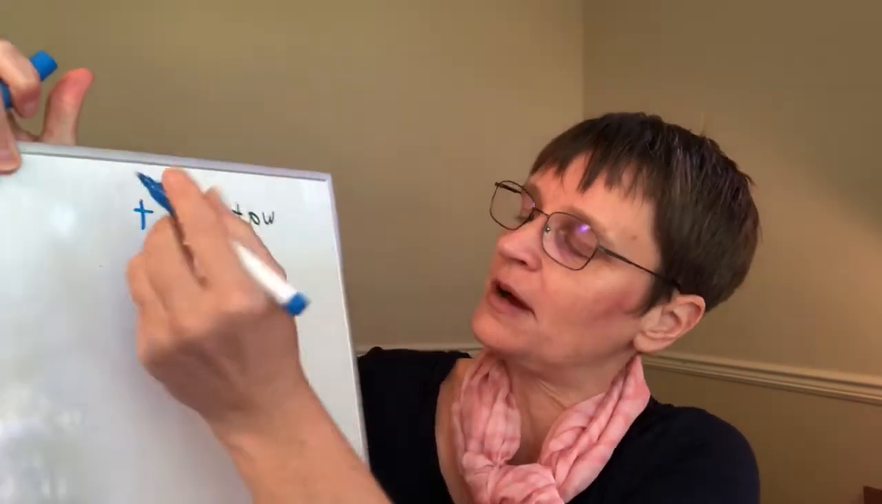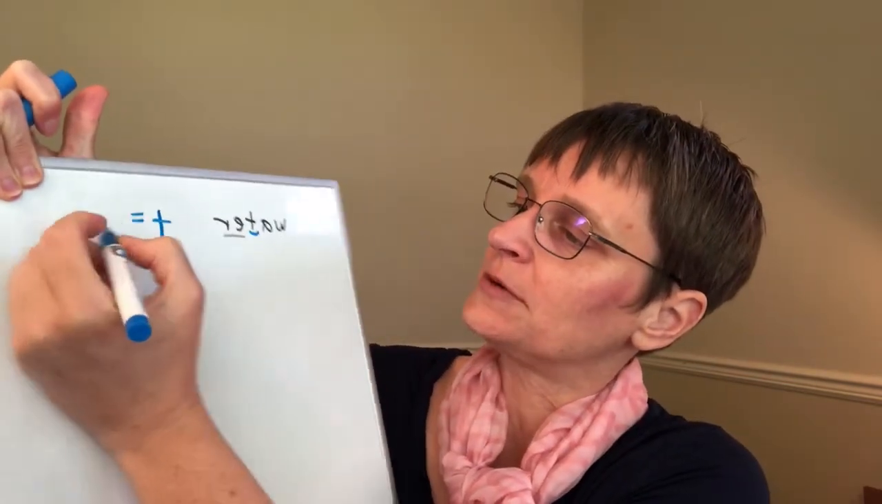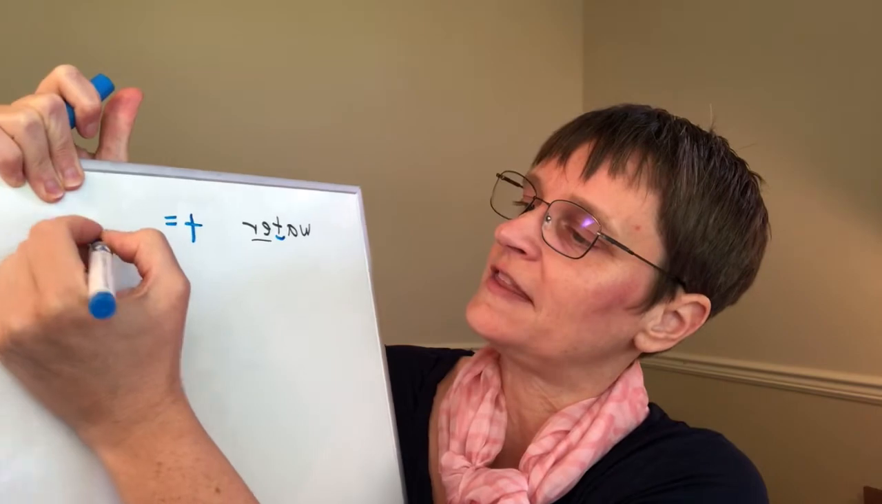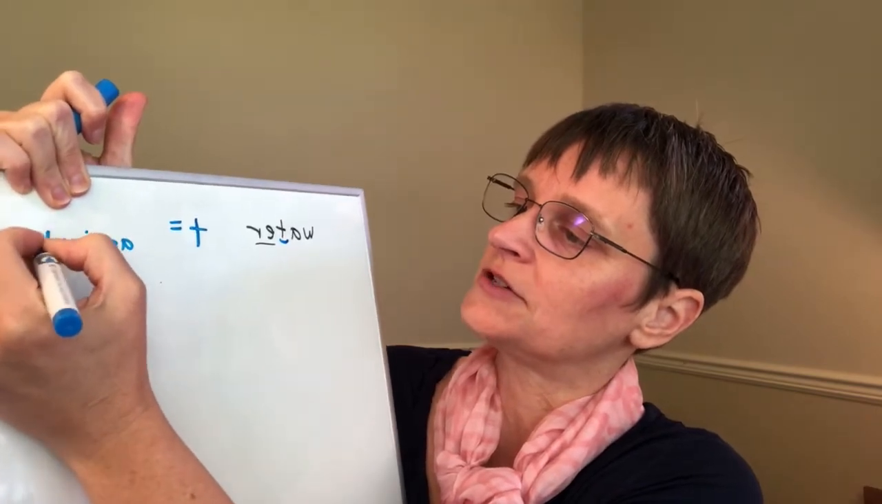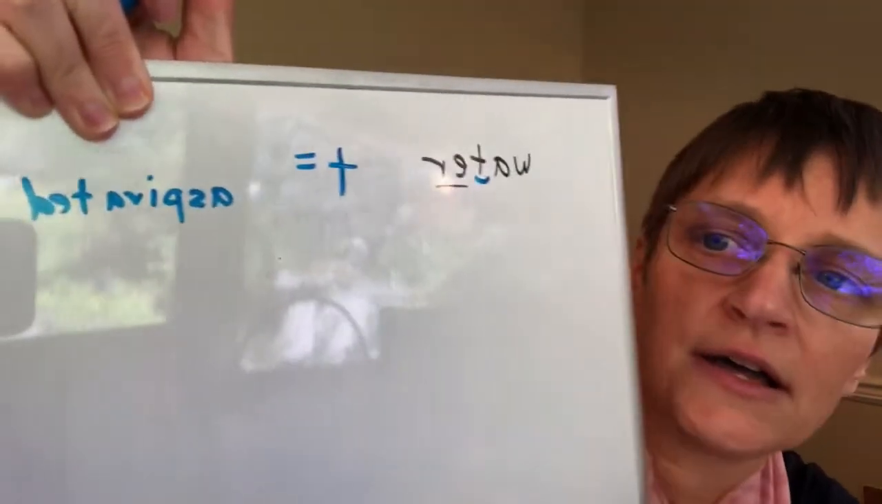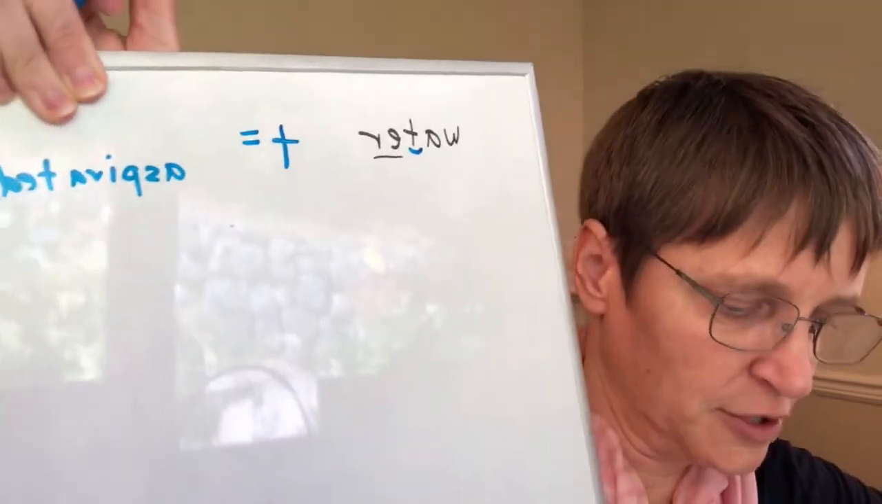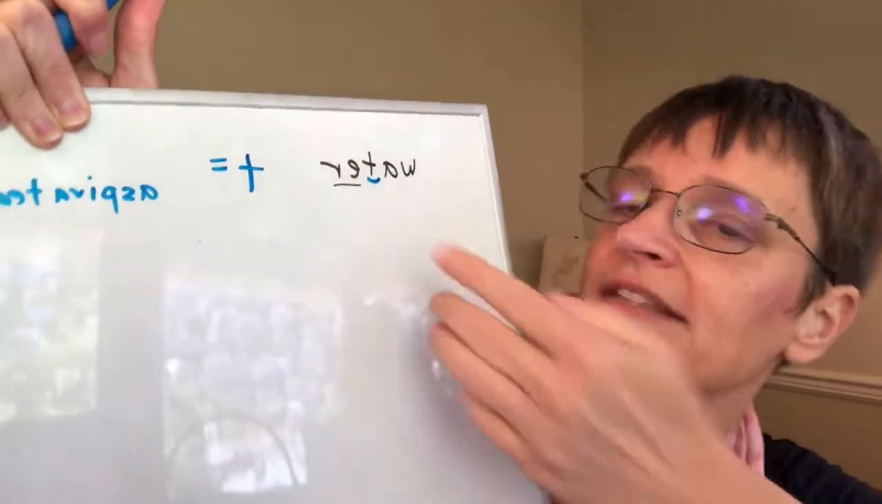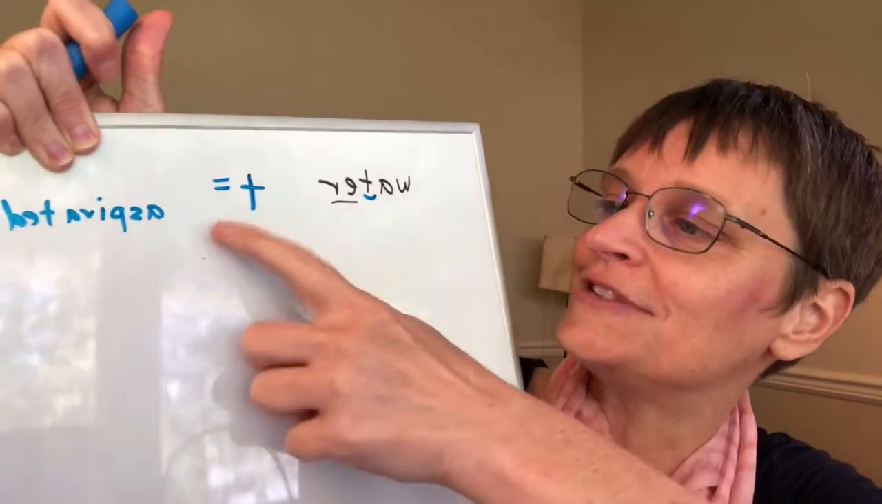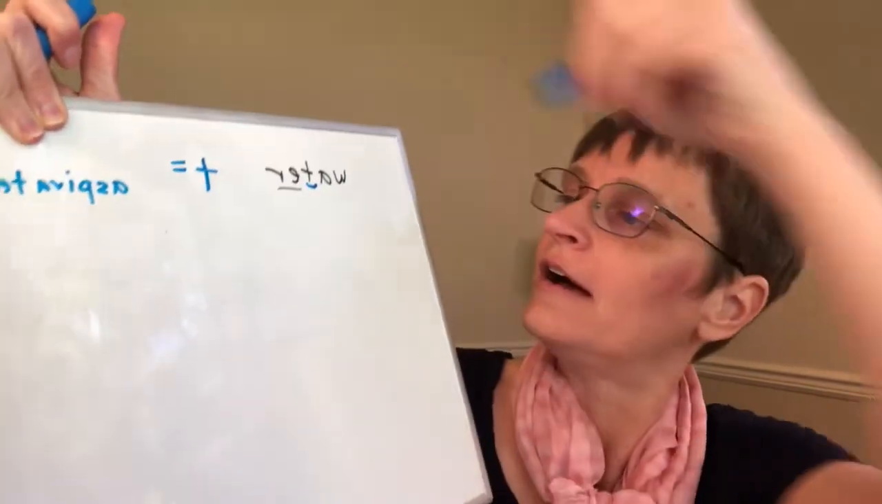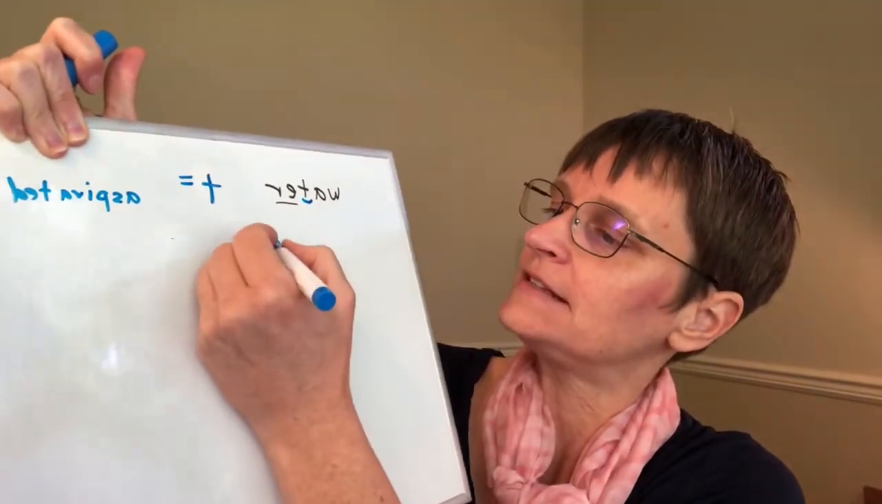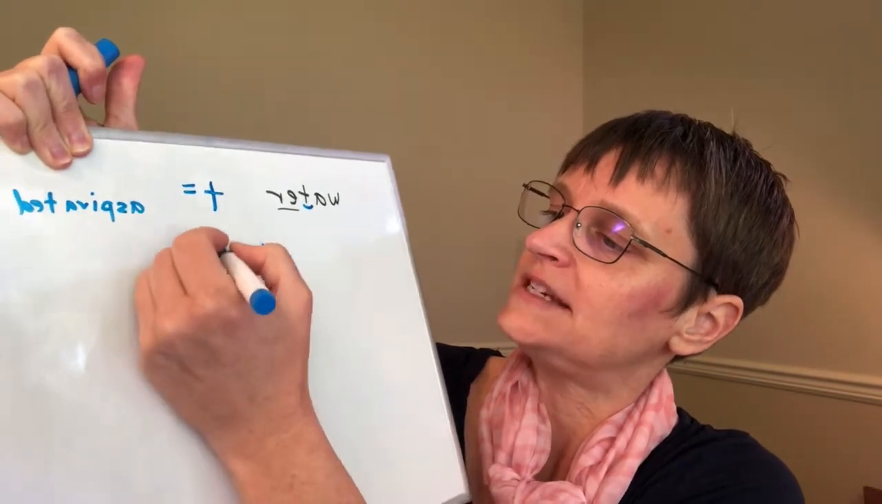So a T with a puff of air, an aspirated T, is what we use at the beginning of words in American English. So when I say talk, tell, take, there's a little puff of air there. T, t. But when I say water, I don't use that aspirated T with a puff of air. I use the flap T instead.